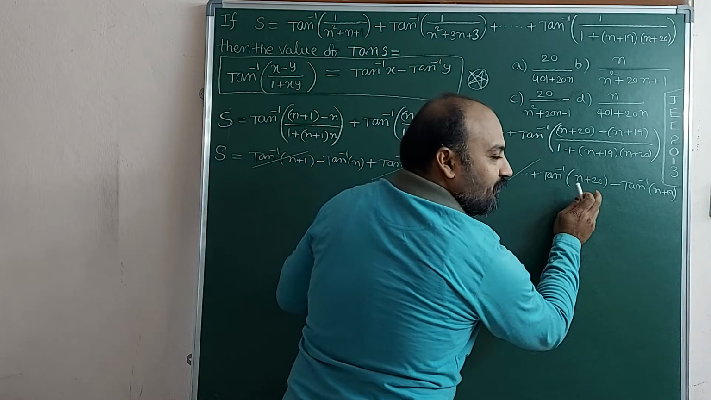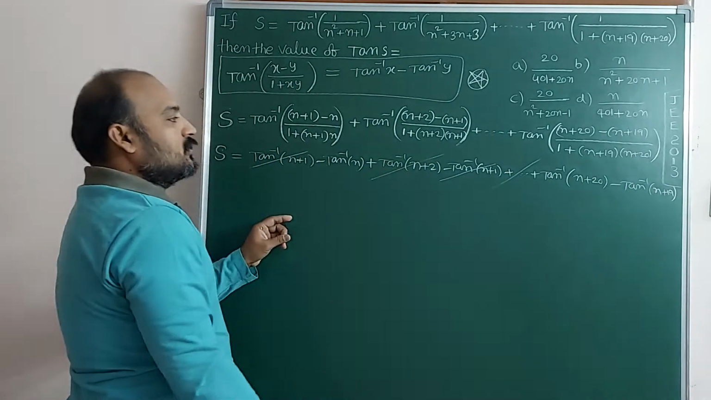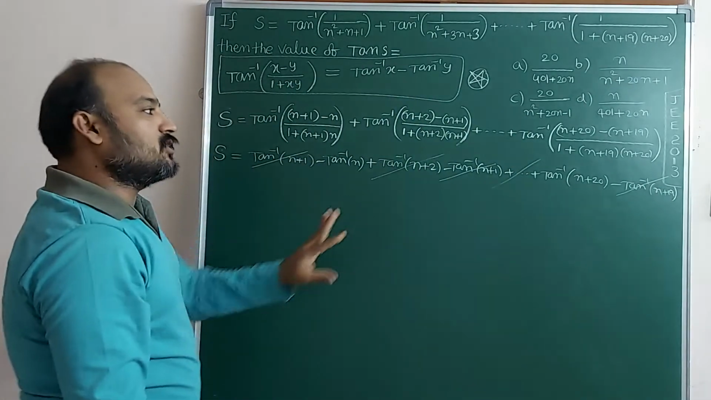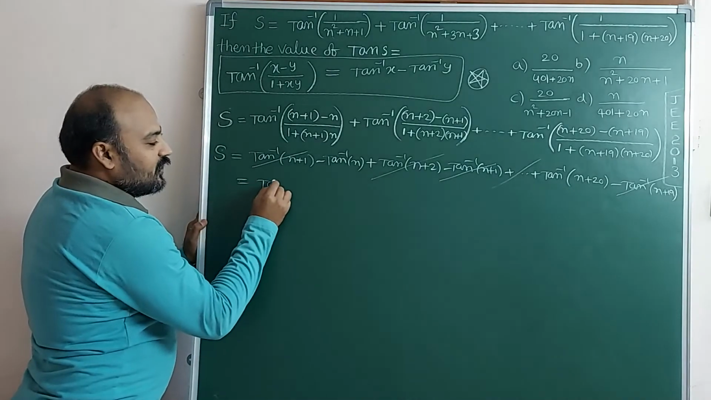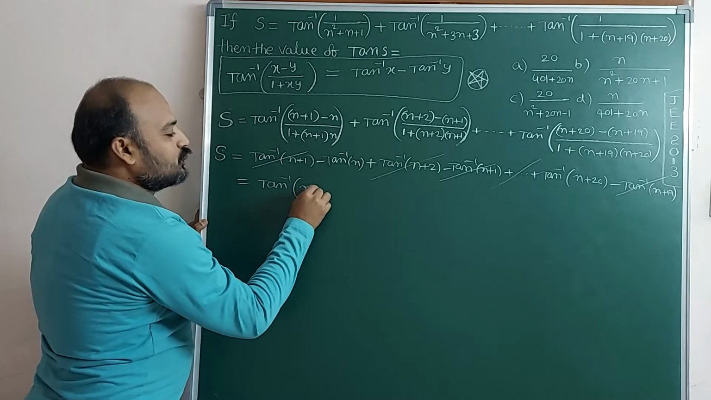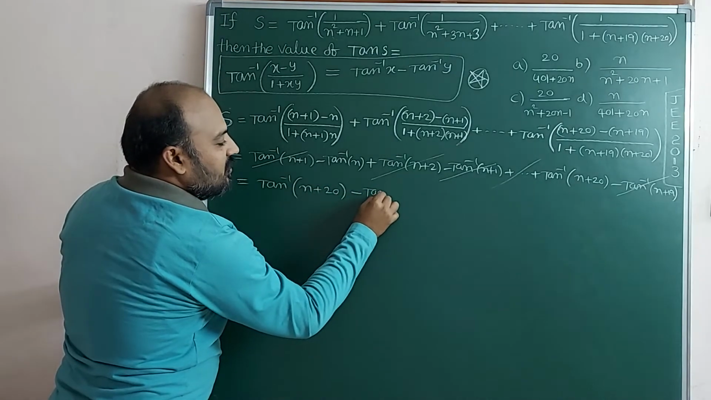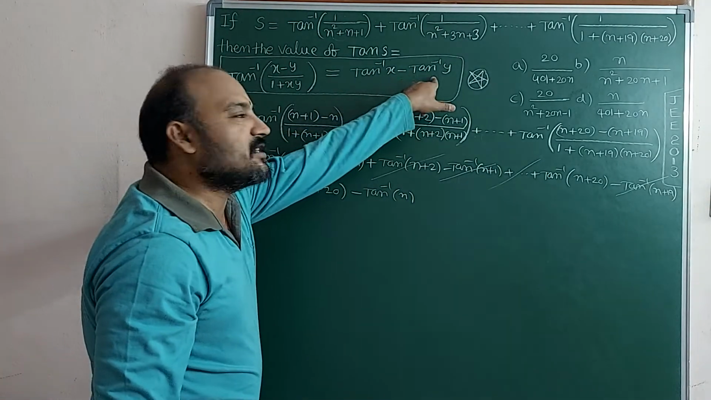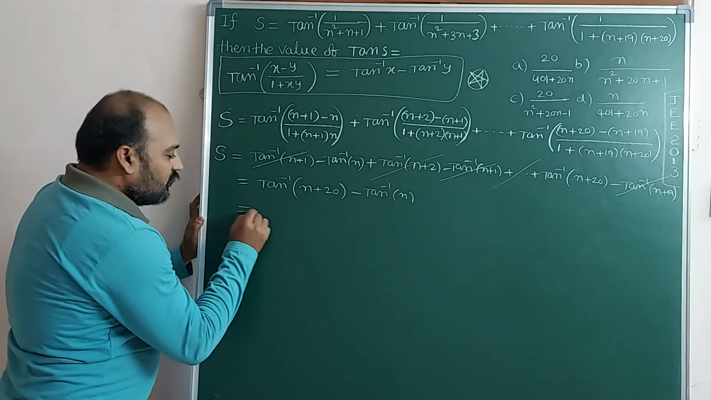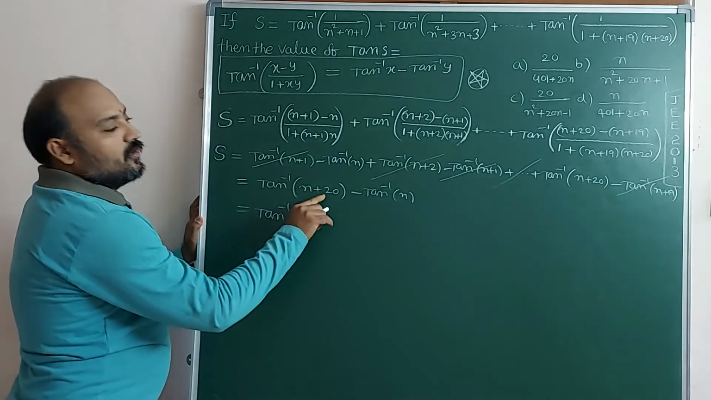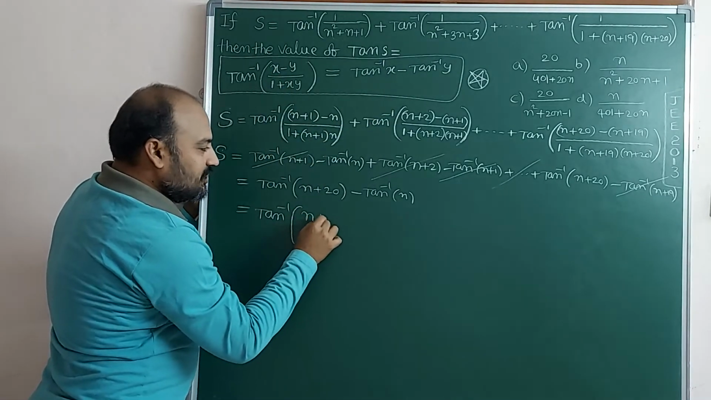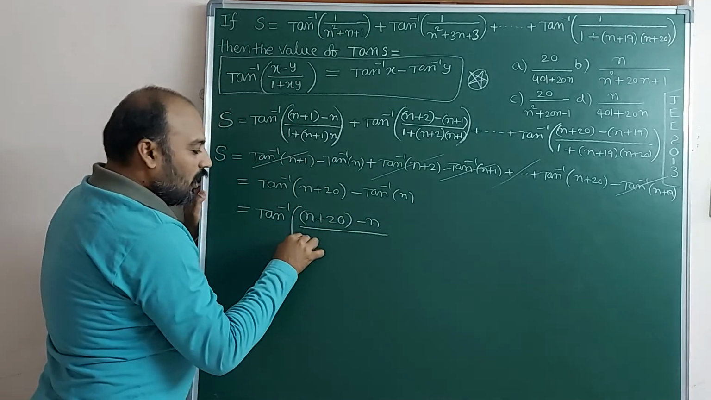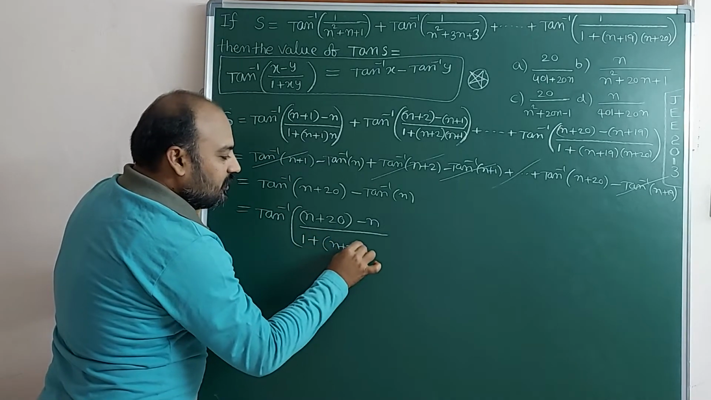So except this term, tan inverse of n is there anyway. Even minus tan inverse of n plus 19 also will cancel. So at last we are getting tan inverse of n plus 20 minus tan inverse of n, after cancelling the terms. Again, it is in the form of tan inverse x minus tan inverse y. We can write like this: tan inverse x minus tan inverse y can be written as tan inverse of n plus 20 minus n divided by 1 plus n plus 20 into n.